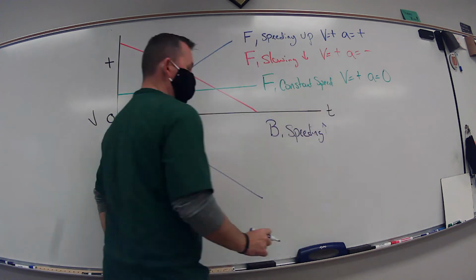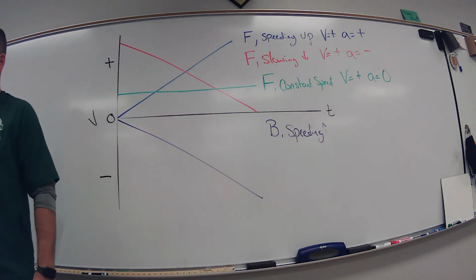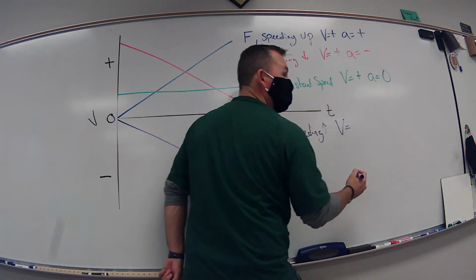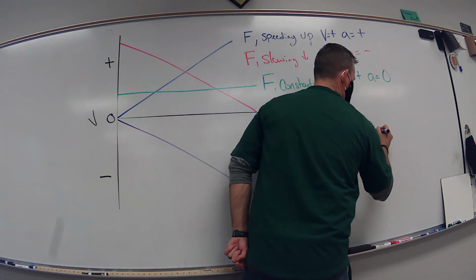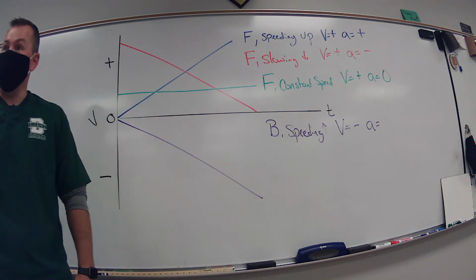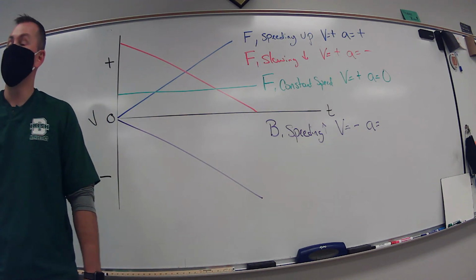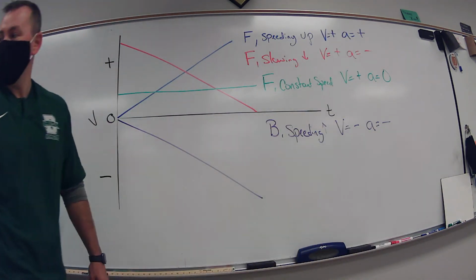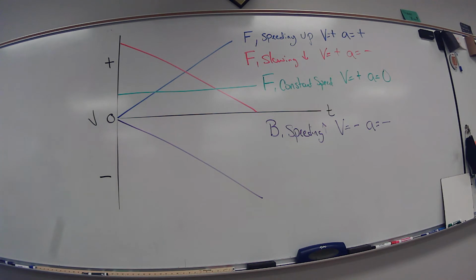So it's speeding up backwards. What does that mean? That means my velocity is negative. And my acceleration is? Positive. If it's speeding up in the negative, oh, it's also negative. It's also negative. Good. Excellent. Let's do some more.